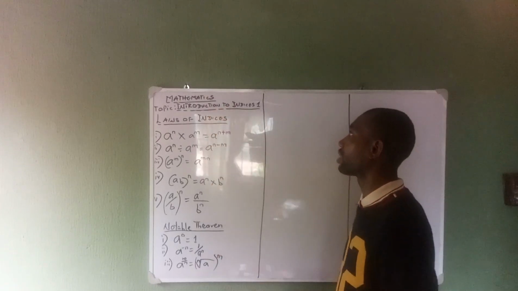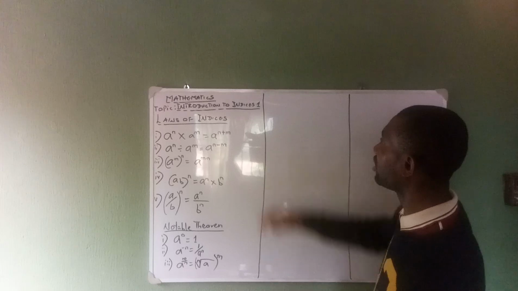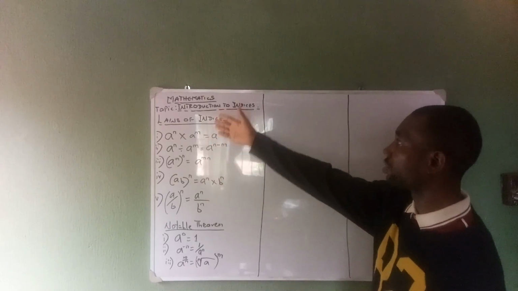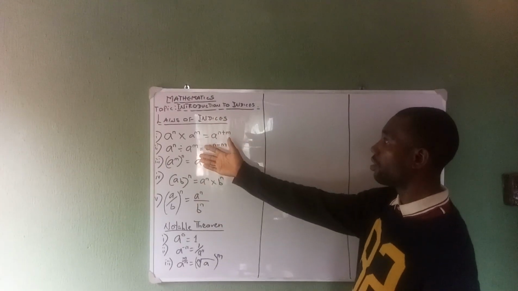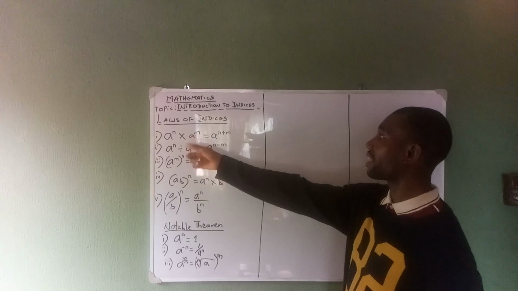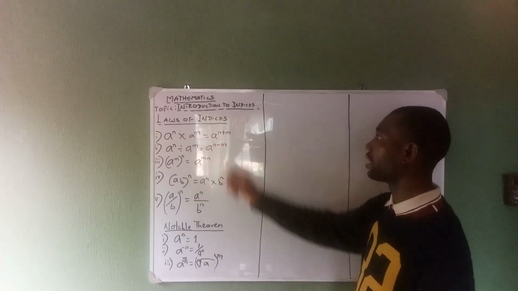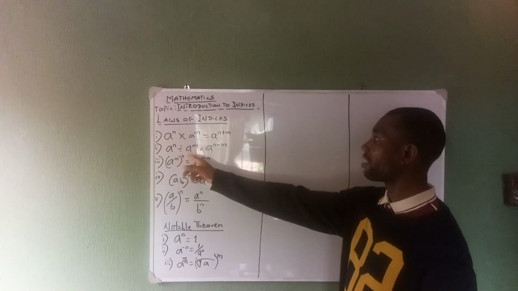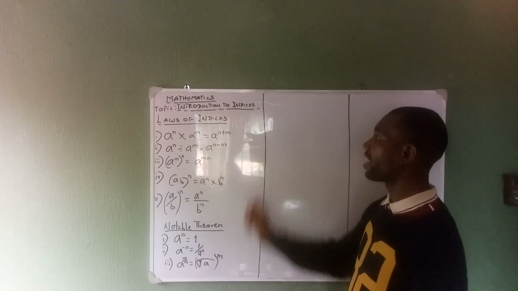Today in mathematics, we shall be looking at introduction to indices. In this topic, we shall be looking at the various laws of indices. Among these laws, the first one says that a^m times a^n is equal to a^(m+n). The second one says that a^m divided by a^n is equal to a^(m−n).